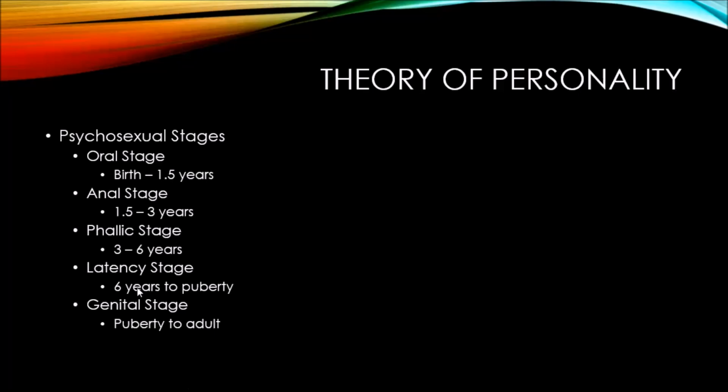And it's during this stage, the phallic stage, when Freud proposed that the Oedipus and Electra complexes were a potential factor. The Oedipus complex was where a son would develop sexual desires for a mother, and the Electra complex is where a daughter would develop sexual desires for the father.